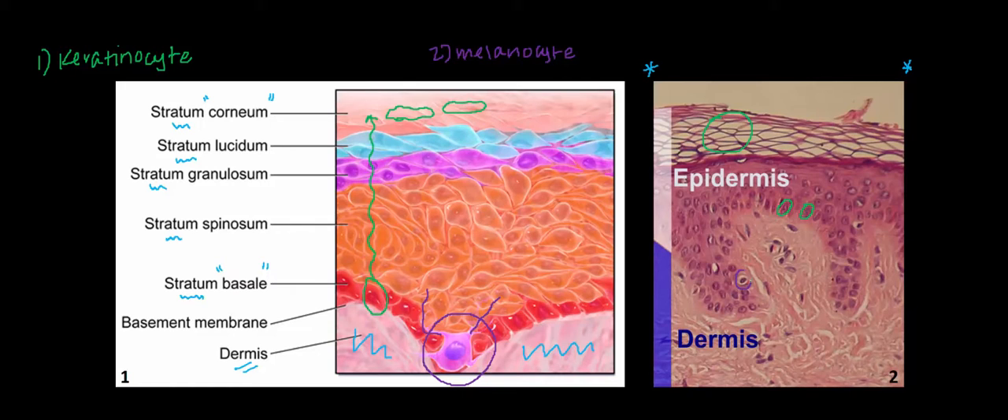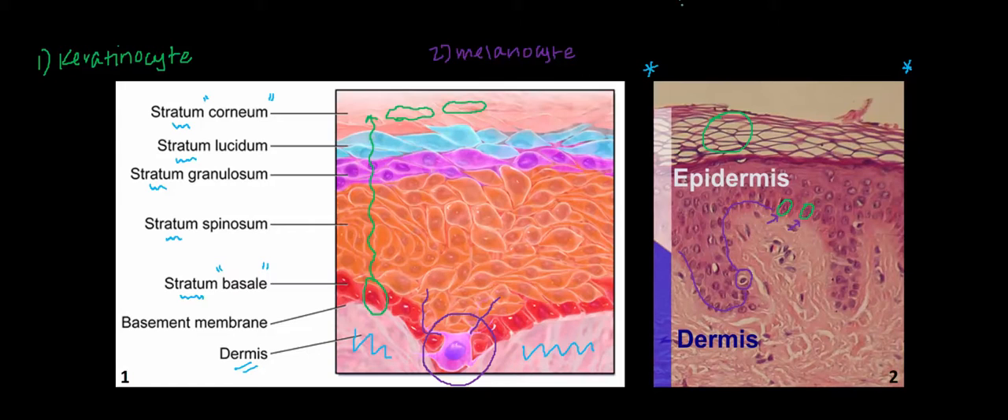Now, if we jump over to the right to our H&E stain, this cell right here in the basal cell layer strikes me as a melanocyte, and it's a little difficult to appreciate the finger-like projections on this particular stain, but the fact that it looks pretty structurally different than these keratinocytes that we circled earlier, and it's located on the basal cell layer, clues me into the fact that it looks like a melanocyte.